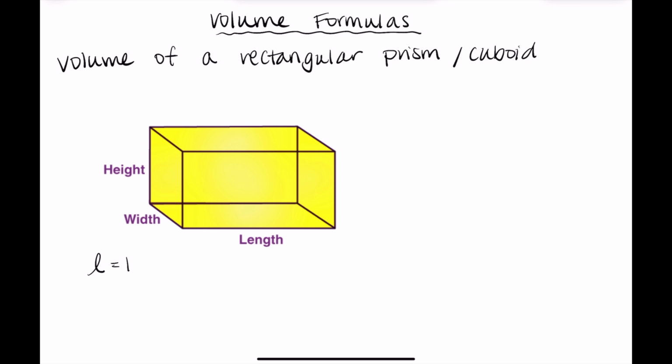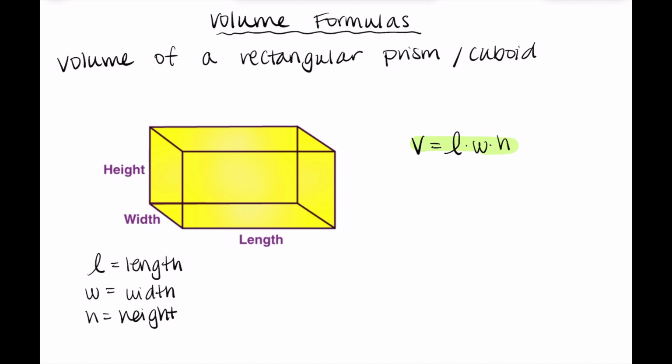So a rectangular prism has 3 dimensions. It has a length, a width, and a height, which I've labeled here for you guys. We're just going to be using the first letter of each word in our formula. And volume is just the length times the width times the height. So that is the formula for volume of a rectangular prism.